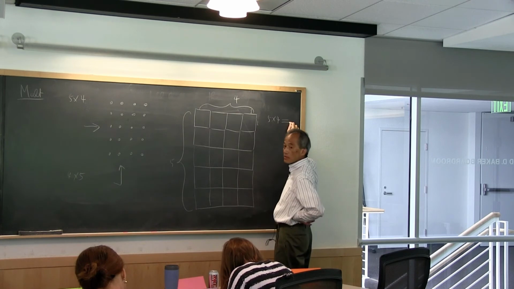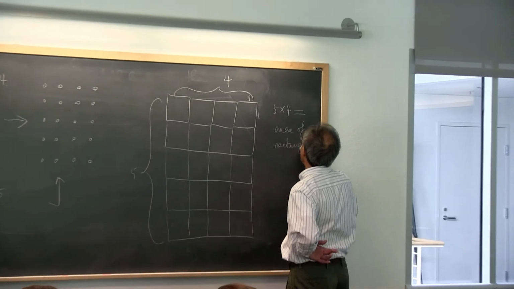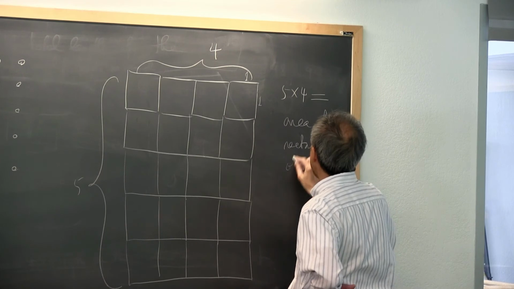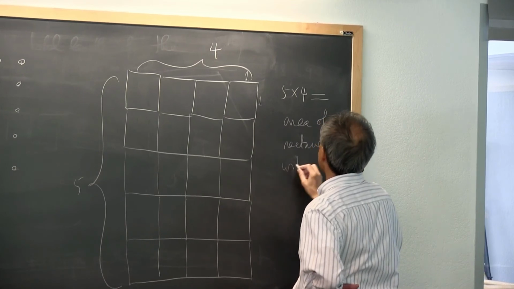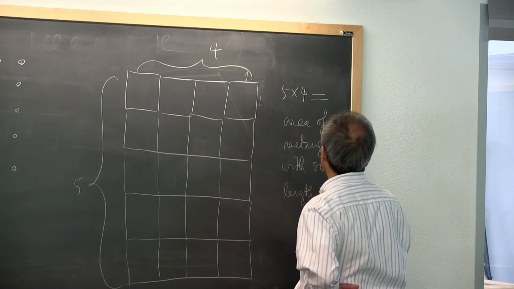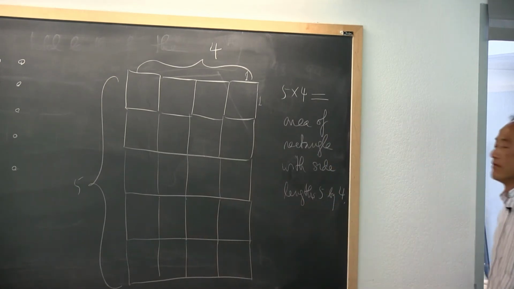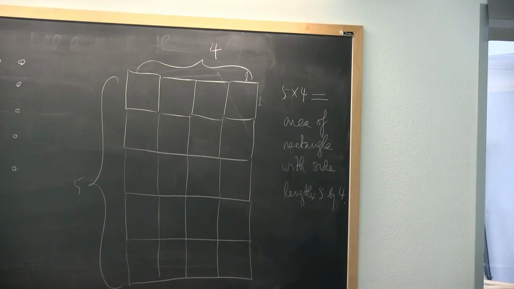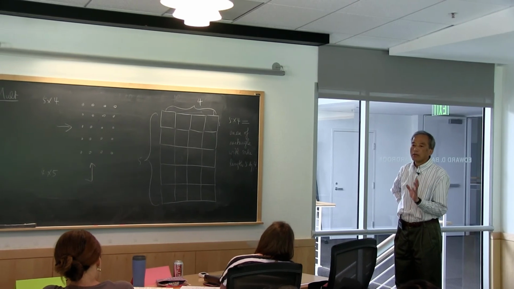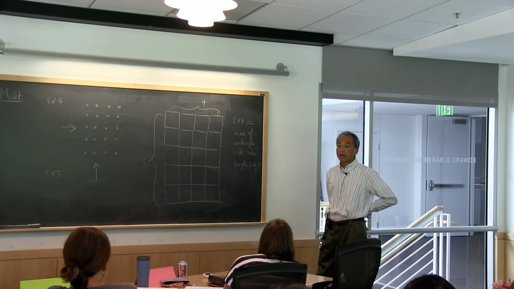is geometrically interpreted as the area of a rectangle of sides, side length 5 by 4. So multiplication becomes an area. Now there's a long historical background to this.